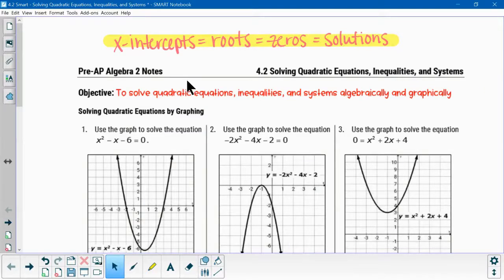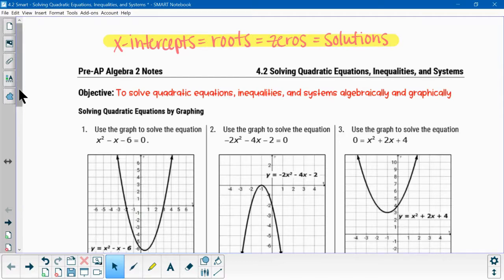Welcome to 4.2, Solving Quadratic Equations, Inequalities, and Systems. The first thing I want to highlight is if you are asked to find the x-intercept or the root or the zero or the solutions, you are going to go through these methods. They all mean the same thing. We're going to follow the procedures we learned today.